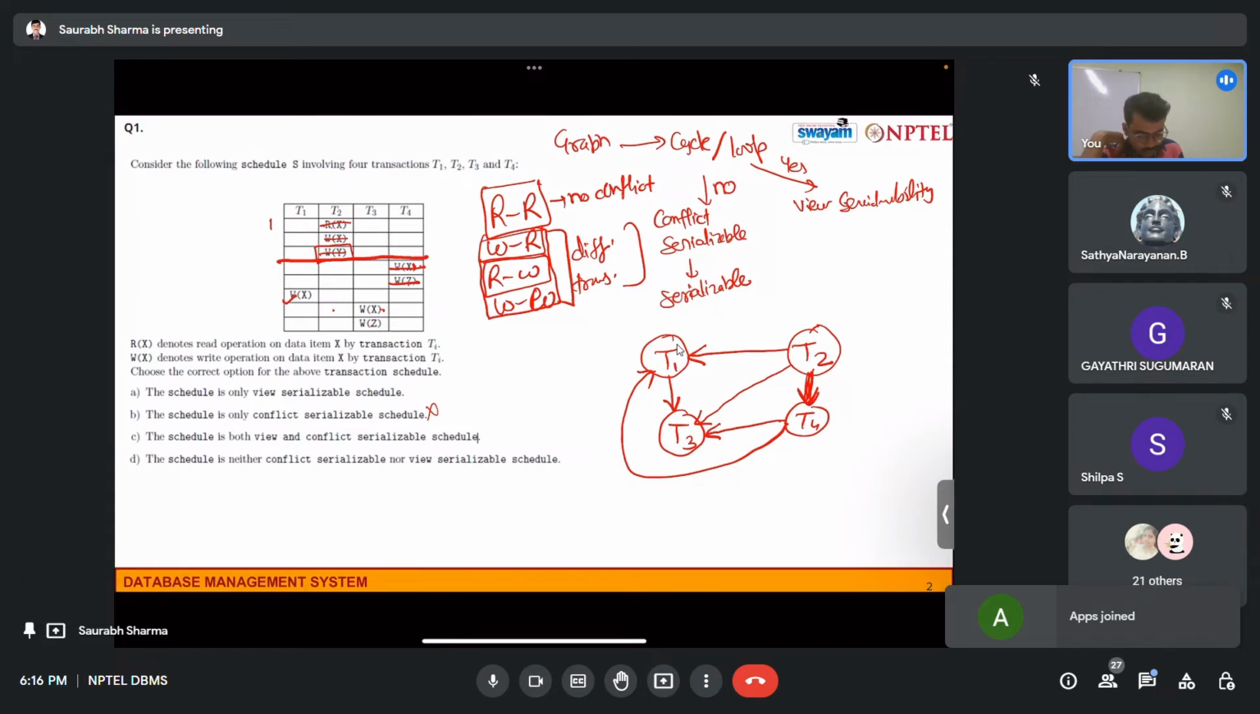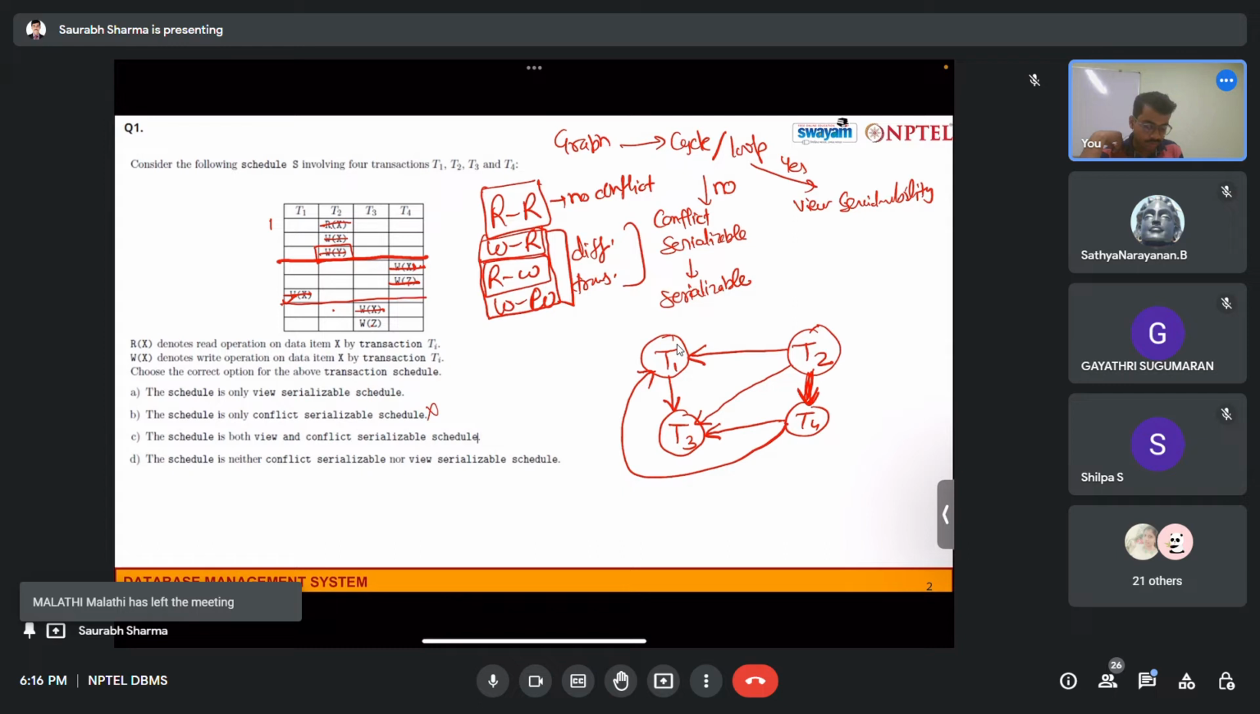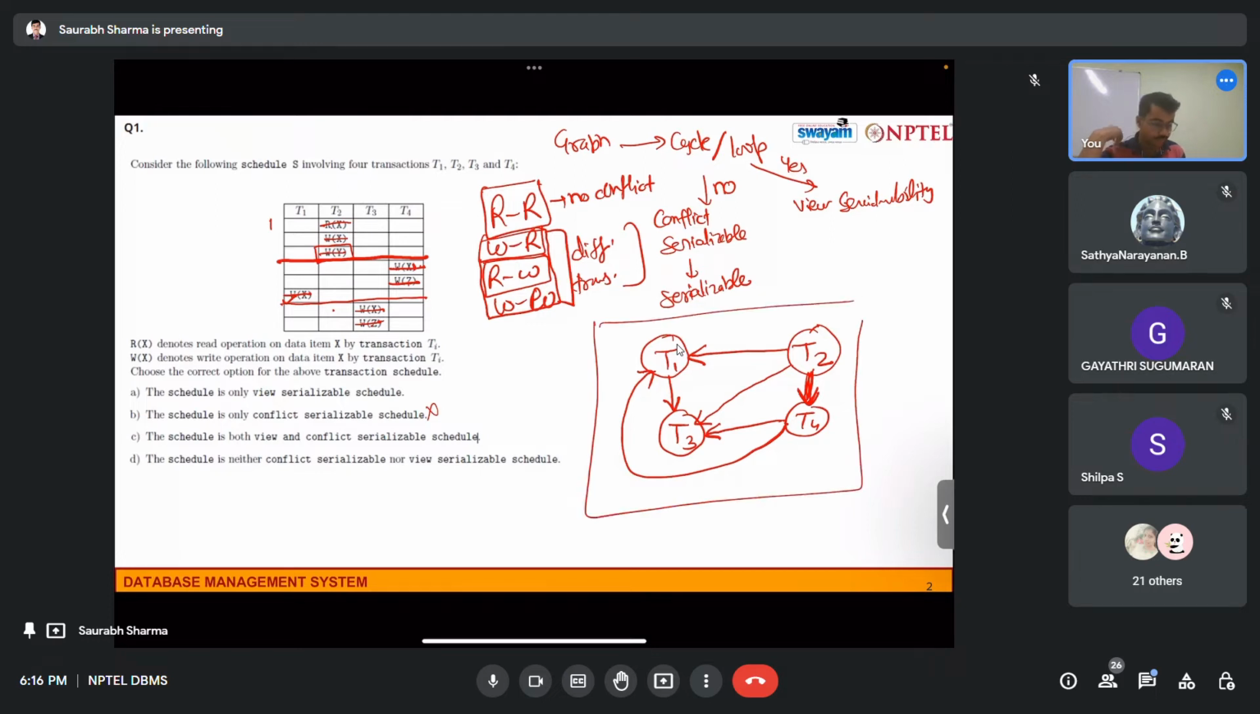So it is done. Coming to the next one, there is WX, but there is nothing in these three transactions now. All are done. So these WX, WZ operations are free to be executed, so we can cut them. Now the graph we have got is this. This is our precedence graph.